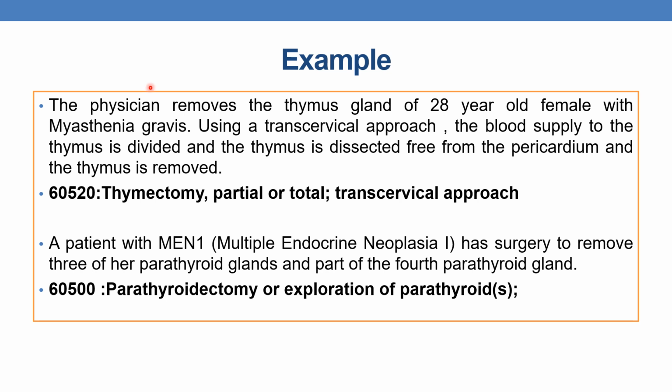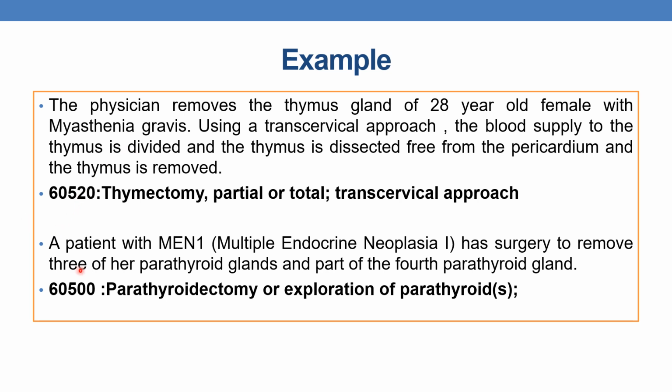Now let us see example. The physician removes the thymus gland of a 28-year-old female with myasthenia gravis using a trans-cervical approach. Here the approach is trans-cervical. Blood supply to the thymus is divided and thymus is dissected free from the pericardium and thymus is removed. So the appropriate CPT is 60520. Thymectomy, partial or total trans-cervical approach.